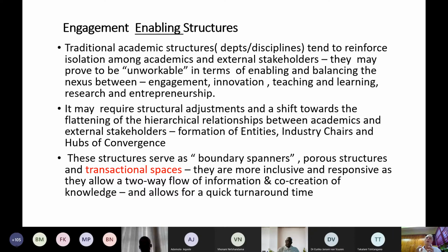And this is specifically through the formation of entities, industry chairs or other forms of chairs. These entities or structures are considered transactional spaces, boundary spanners, and they are more inclusive and responsive and allow a two-way flow of information, because you find that the traditional academic setup often does not allow a free flow of information between the academic department and the community.